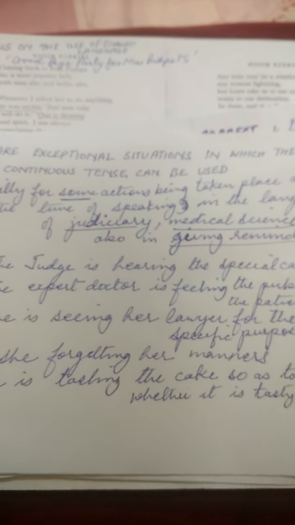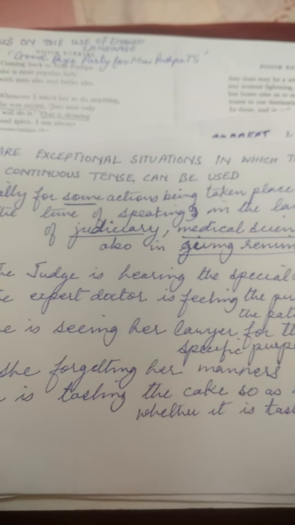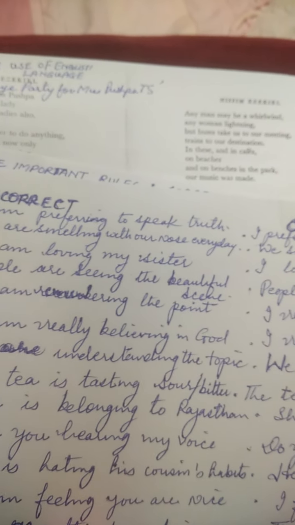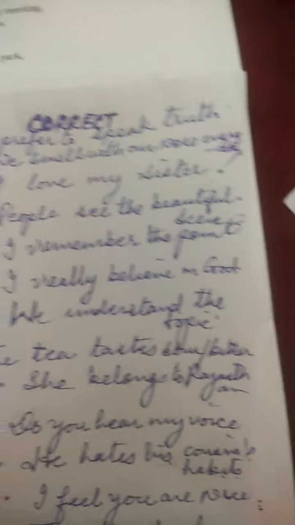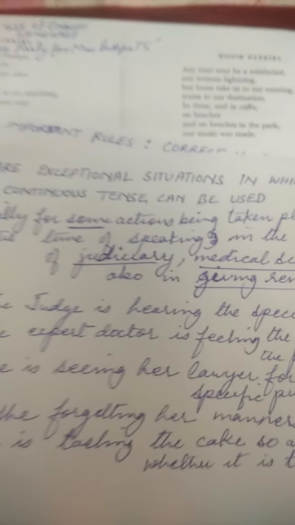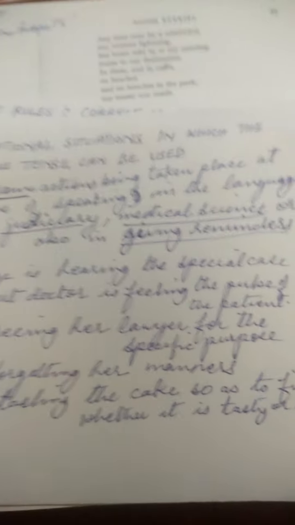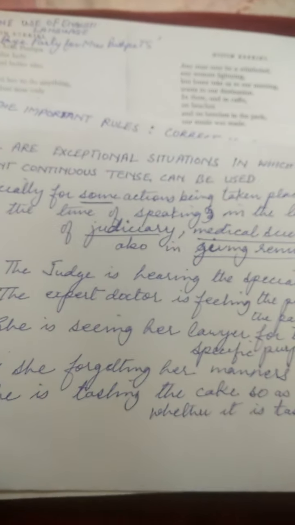Now, seeing words. Earlier I discussed this point when we discussed the incorrect use and correct use. Do you remember the point? At that time, just have a look, students. Here, seeing and believing and hearing are incorrect, but the correct one is the simple present tense, indefinite tense. So my point is that "she is seeing her lawyer for the specific purpose." In judiciary language, it is correct. At that time you can make use of it. So the point must be clear.